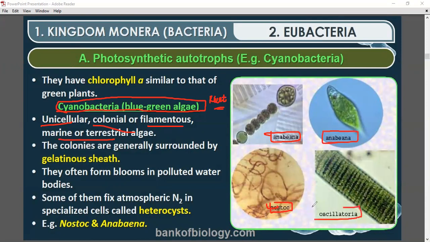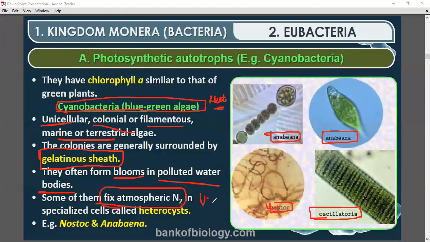Then Oscillatoria. Some of you might have seen Oscillatoria through the microscope in your class 11 biology lab exams. When I was studying, I got it in one exam, and I was confused whether to write Oscillatoria or Spirogyra, since both their structures appear similar under the microscope. They generally exist as colonies surrounded by a gelatinous sheath. They are often found as blooms in polluted water bodies, and some of them may fix nitrogen.